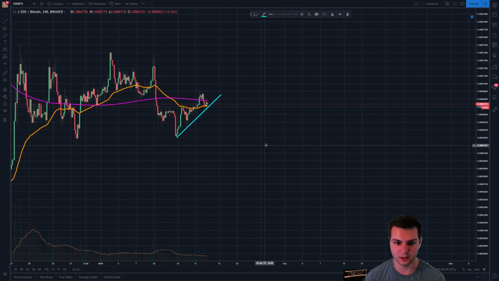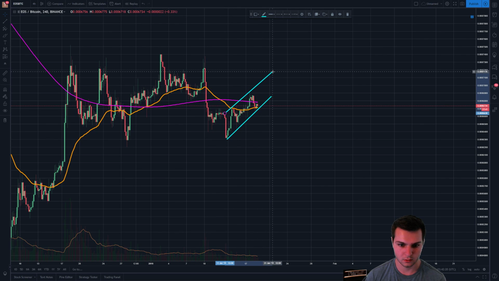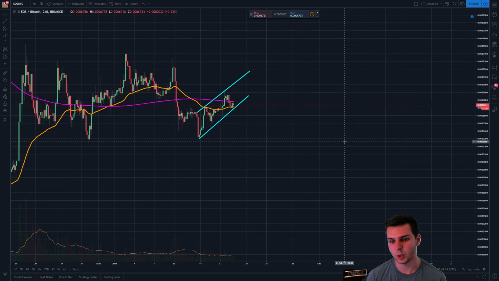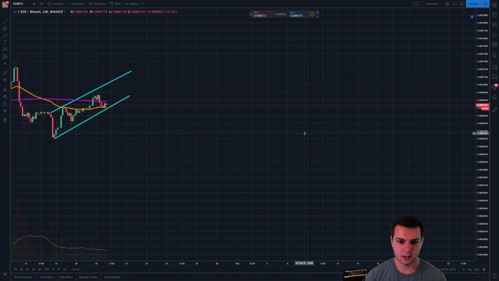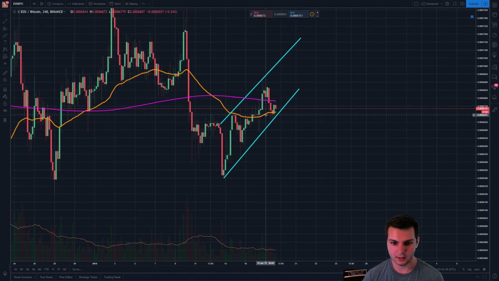Yeah, I was going to say right in here you definitely have some support. You could probably even make this into a parallel channel, or maybe a rising wedge, depending on how you draw it. I would say it's probably a parallel channel or rising wedge. But this is a sticky situation. Unlike most coins right now, this is actually caught in between. It's getting squeezed between its 200 EMA and its 50 EMA.